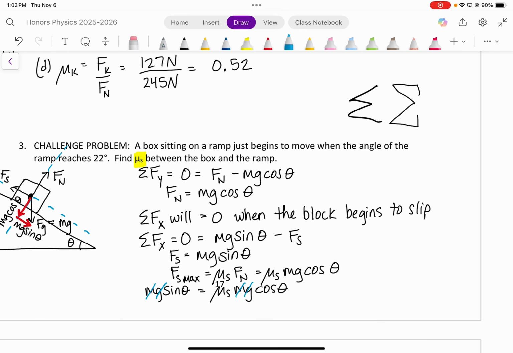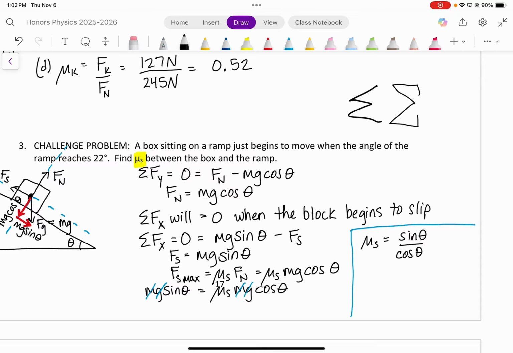So we want to get mu all by itself. We have sine theta equals mu s times cosine theta. So mu s is going to be sine theta divided by cosine theta. But I can simplify that even more.